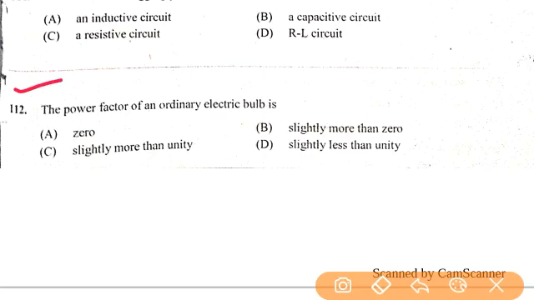In the next question, the power factor of an ordinary electric bulb is slightly less than unity. Option D will be the correct answer. For pure resistance, the power factor will be unity. For an inductive circuit and coil, the power factor is lagging, and for the capacitive, the power factor is leading.